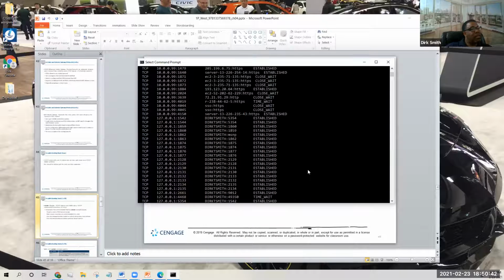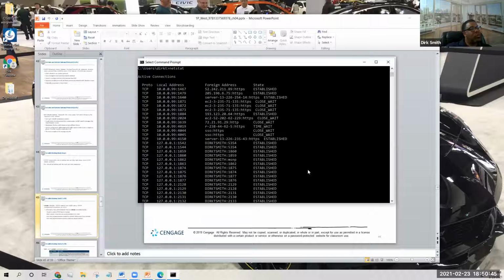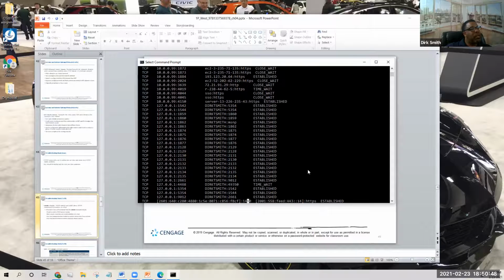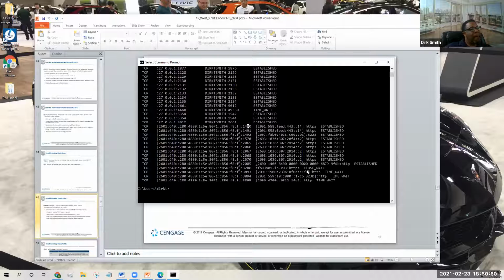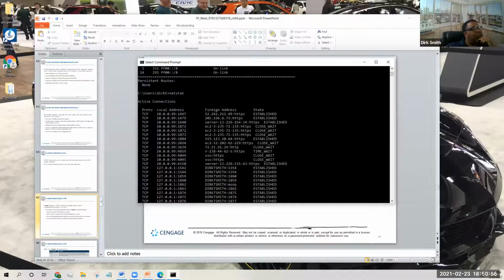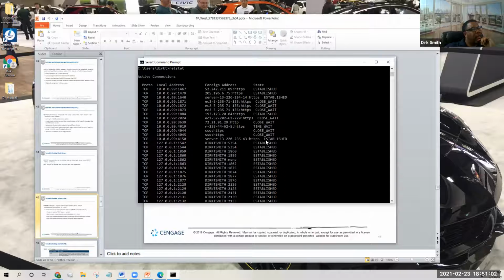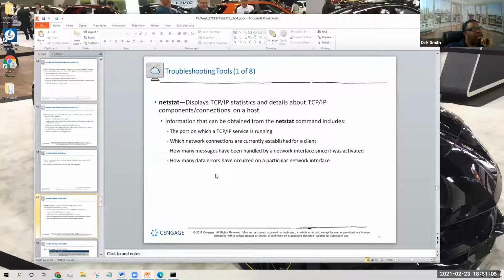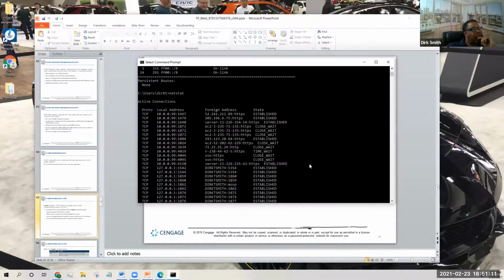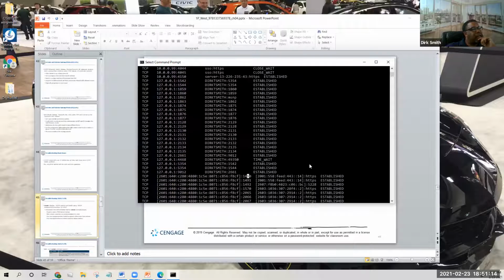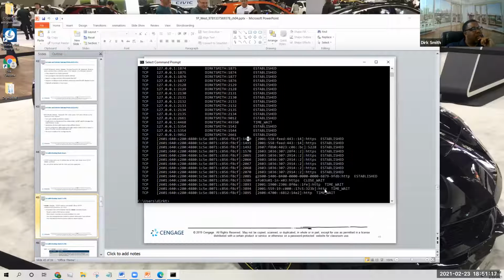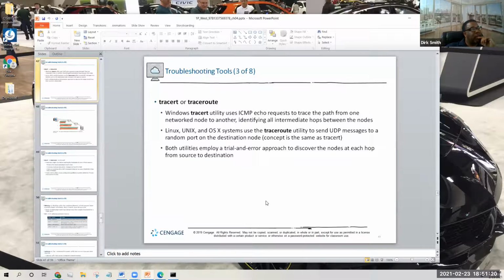How many messages do we get here? Foreign addresses, established, close, wait, time wait. I'm not exactly sure which ones are the messages here, unless it's just talking about the state. These are just the state of the connections. And how many errors? Did we get any errors? I don't see any errors. So that's good. Anyway, that's kind of what that command does.